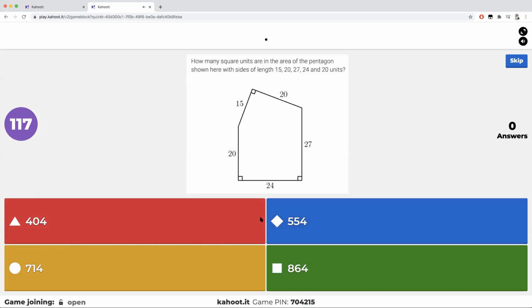How many square units are in the area of the pentagon shown here with side lengths 15, 20, 27, 24, and 40 units?